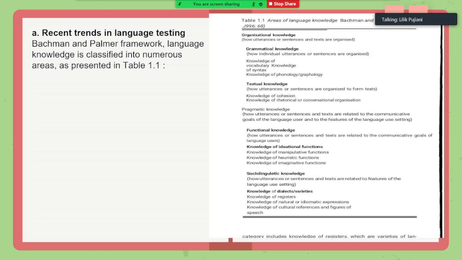In vocabulary in language assessment, there are recent trends in language testing. According to the Bachman and Palmer framework, language knowledge is classified into numerous areas, as presented in Table 1. In here, areas of language knowledge, according to Bachman and Palmer, there is organizational knowledge, grammatical knowledge, textual knowledge, functional knowledge of ideational function, sociolinguistic knowledge, and the last is knowledge of dialectal varieties. Okay.